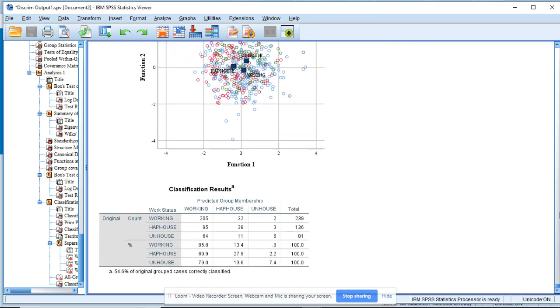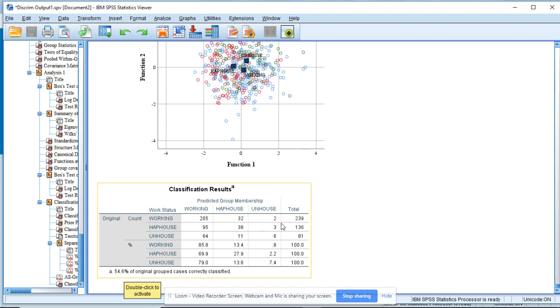So going to the very, very bottom of your output, here it's 54.6 of the original group cases are correctly classified. So it shows you, okay, this is how many they predicted were going to be in the working group, which was 205. Well, we know the exact total is 239. So some of them, they guessed wrong. Based on those equations, they guessed wrong.